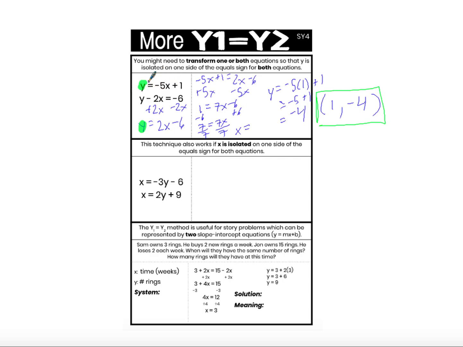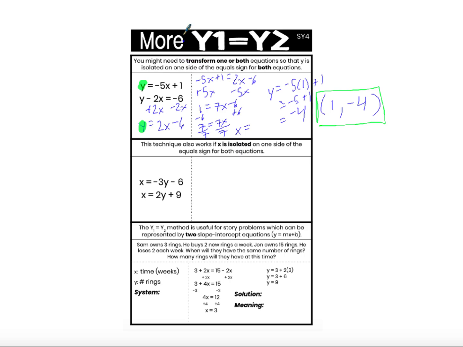So I can even go back and check this one. Does negative 4 equal negative 5 times 1 plus 1? Does negative 4 equal negative 5 plus 1? Yep, negative 4 equals negative 4. So we want to ensure, at least mentally, that our ordered pair is a solution to the system by plugging it into both equations.